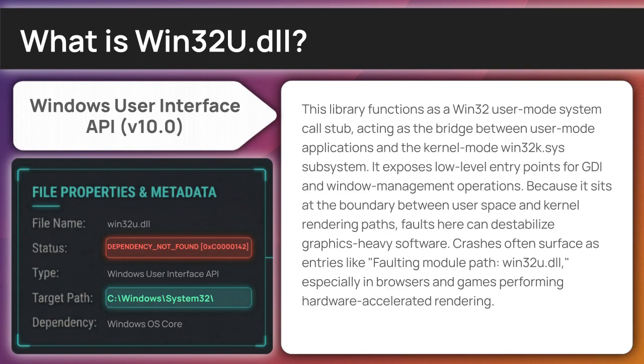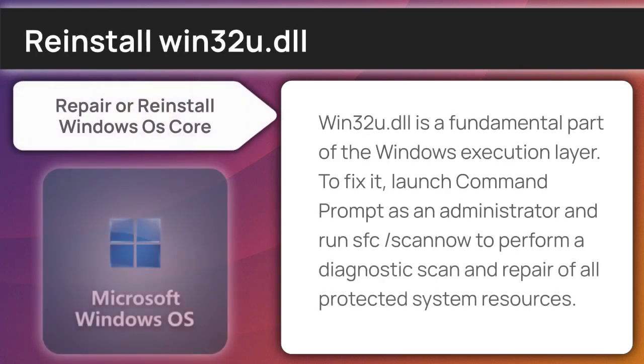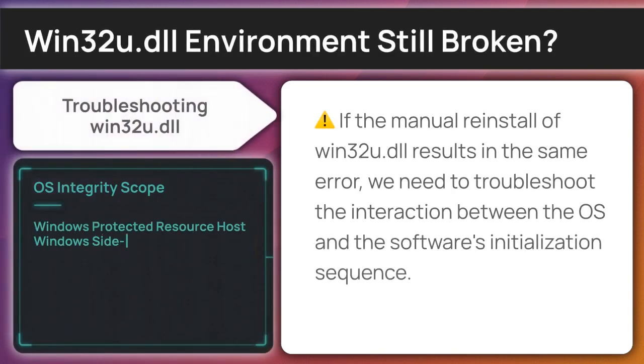Now that the background is clear, let's walk through the actual installation steps. Win32u is a fundamental part of the Windows execution layer. To fix it, launch Command Prompt as an administrator and run sfc /scannow to perform a diagnostic scan and repair of all protected system resources. Should the reinstallation fall short, the next step in our protocol is to validate the integrity of your system's startup environment.